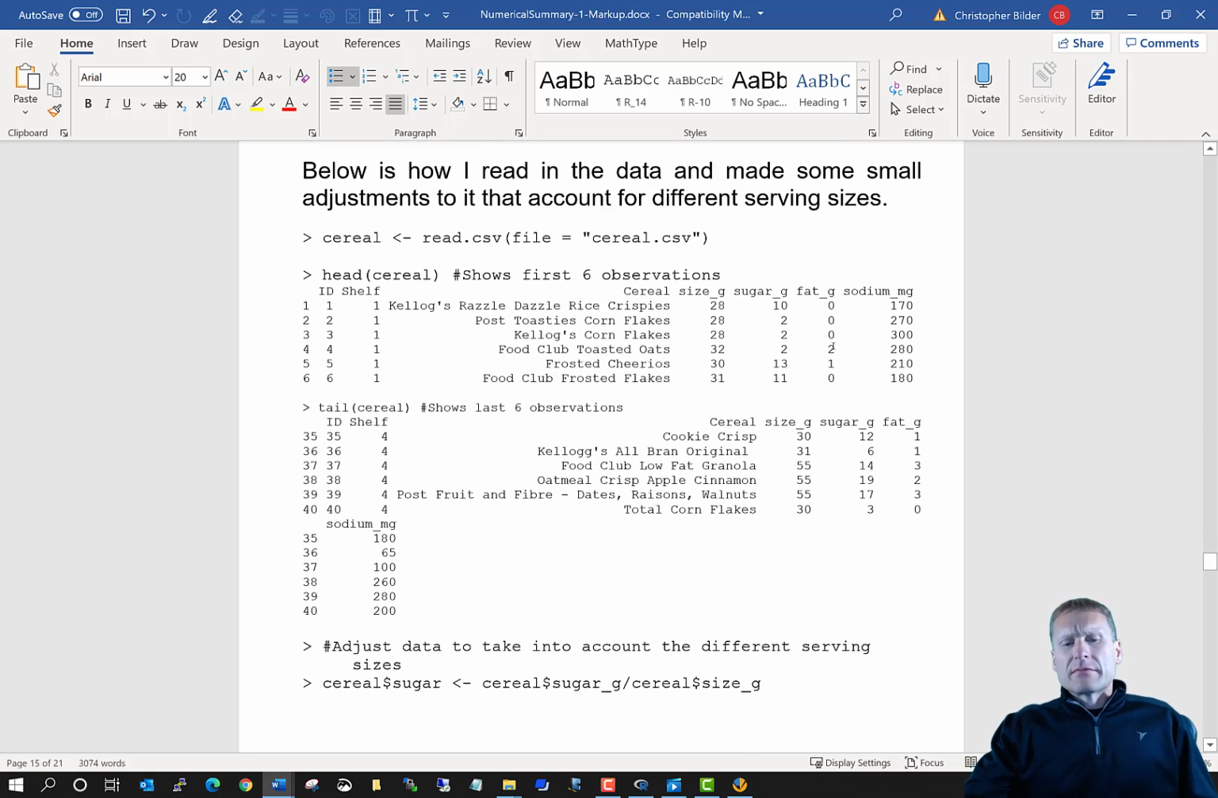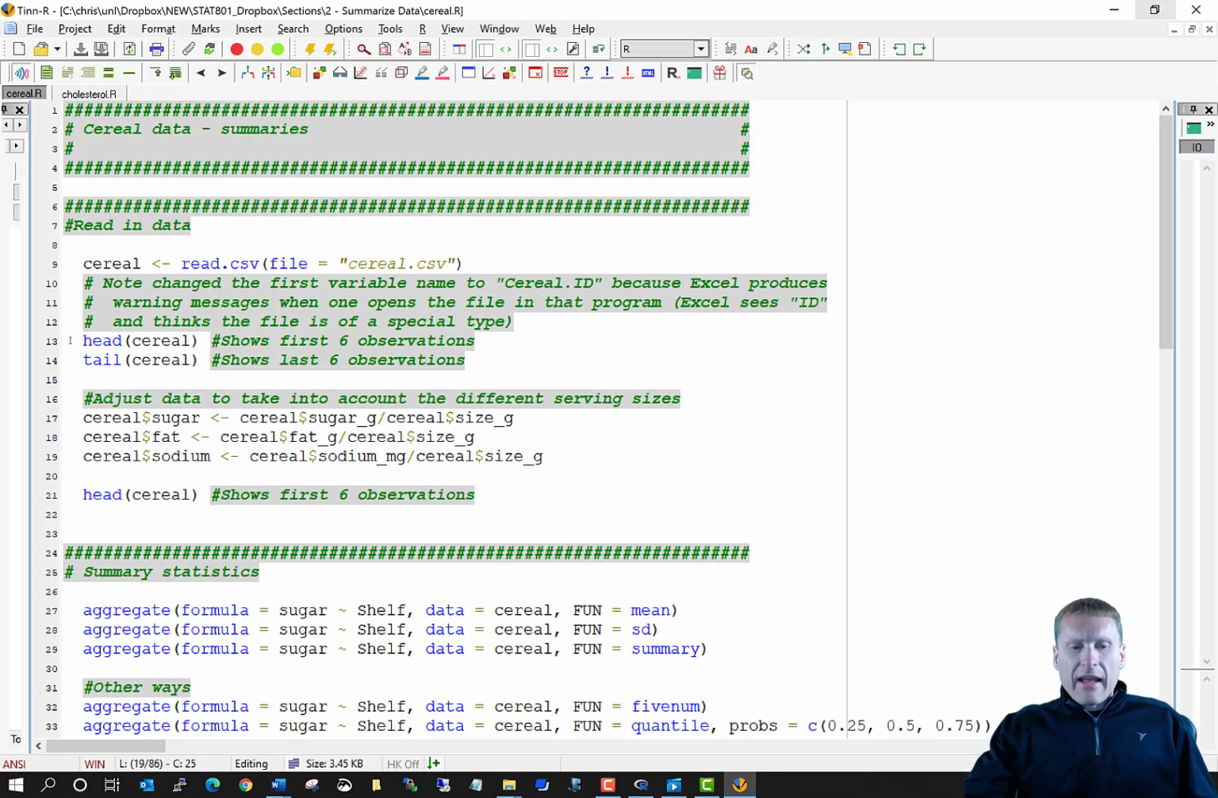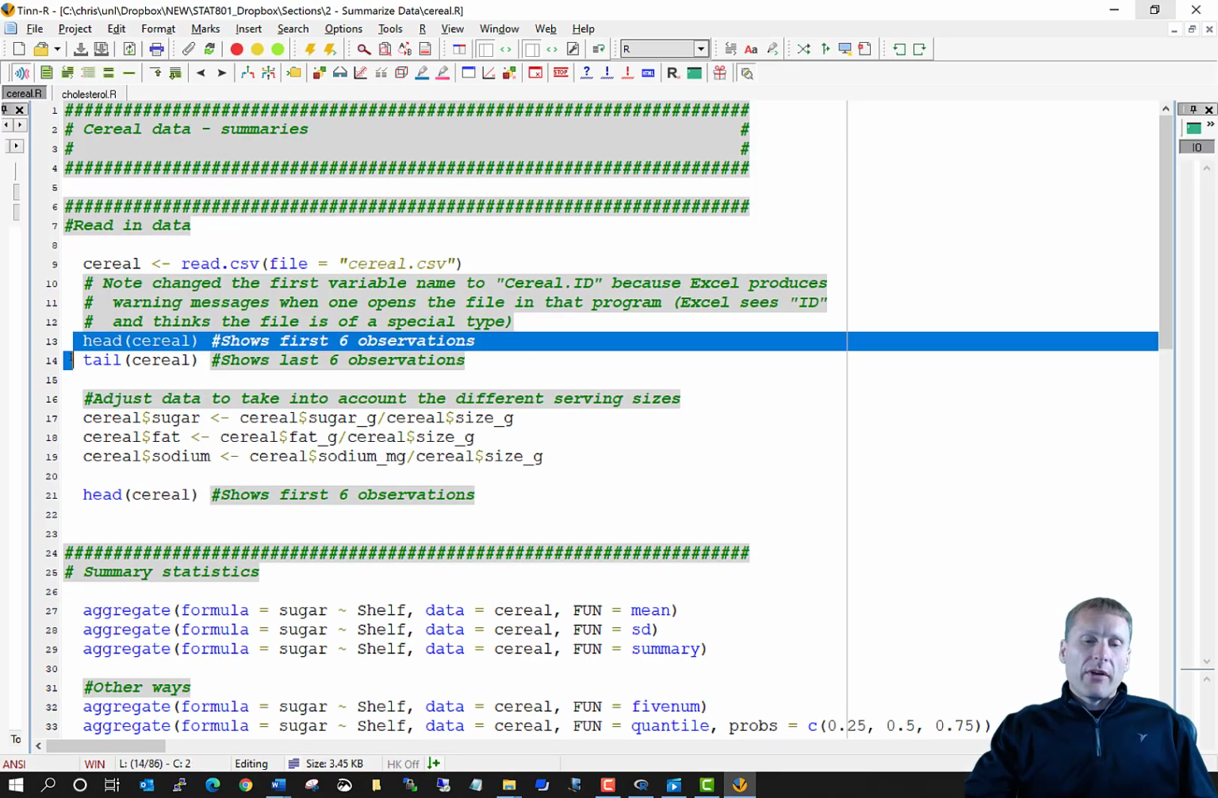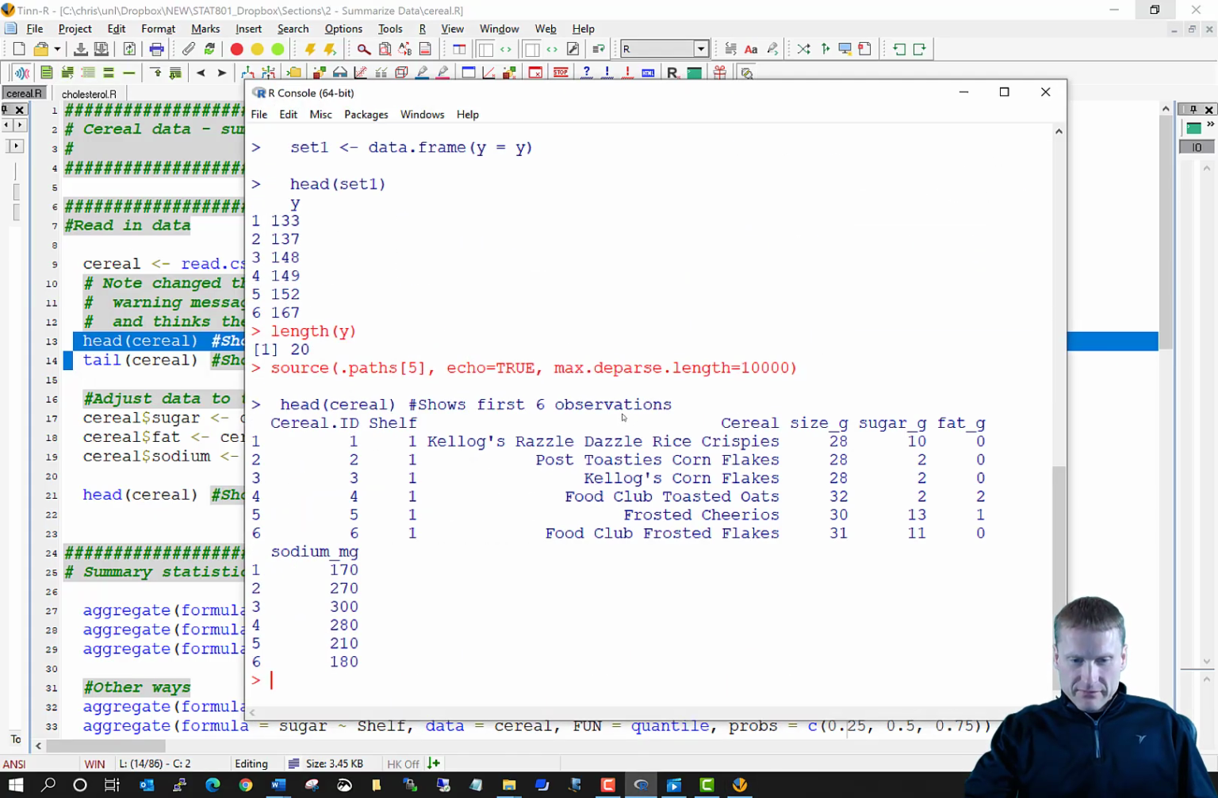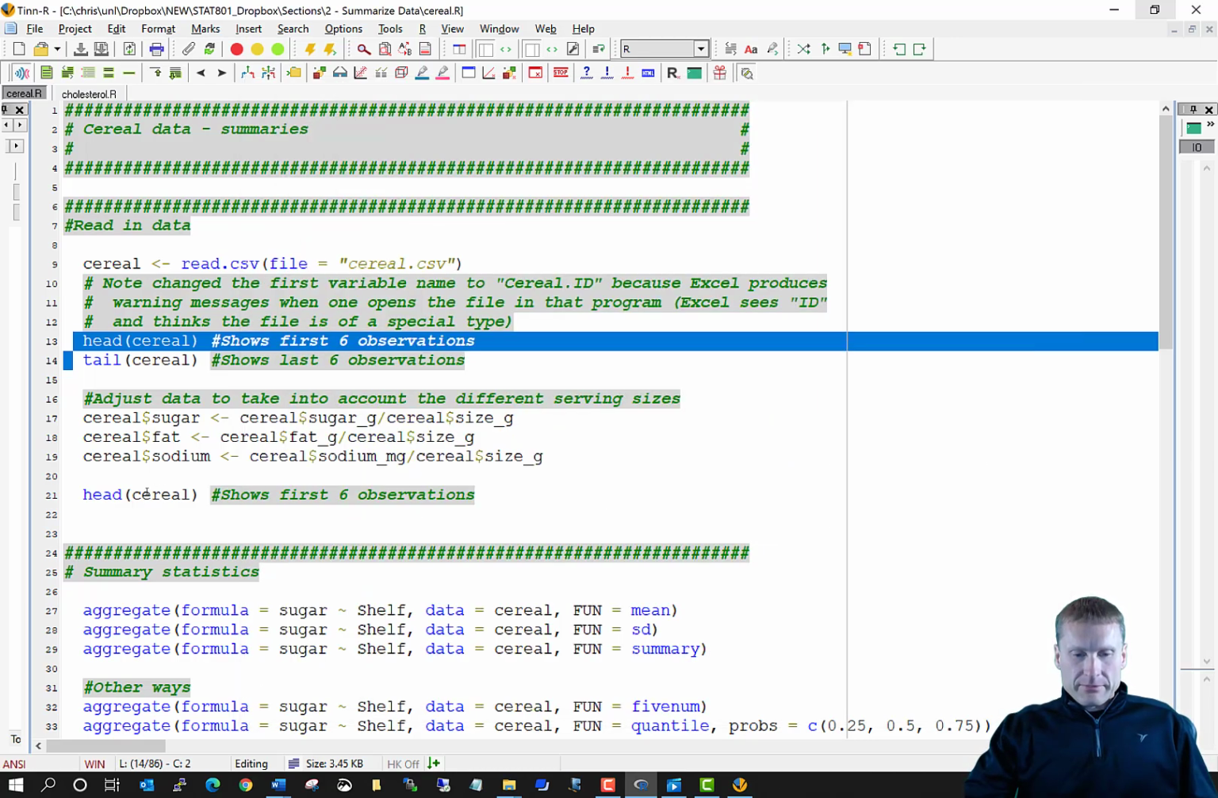So the data is in a comma delimited file. It's called serial.csv. So I read the data into R and put it into an object called serial. Let me go over here to R. First of all, I make sure that I read the data in correctly, so I use the head function with it. And indeed, based upon what the file looks like, it does look like I read the data in correctly.